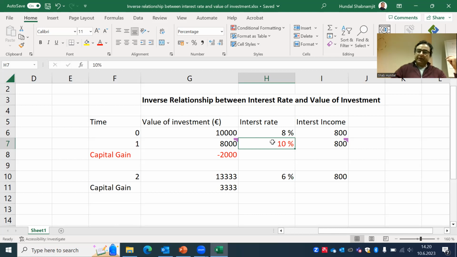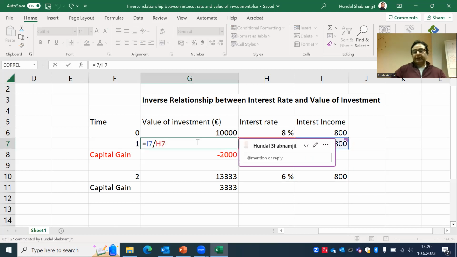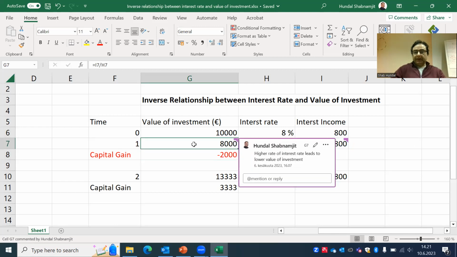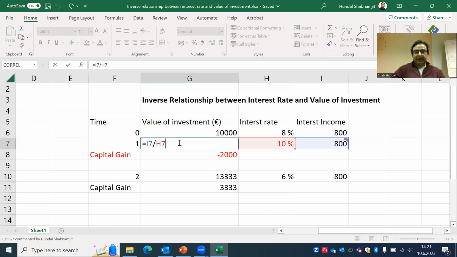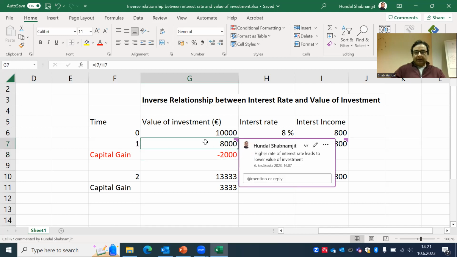Before this change, the investor was earning 800 euros as interest income for the year. Now the rate of interest is 10%. In other words, in order to earn 800 euros of interest income now, all you need to do is to invest 8,000 euros. And how do I get it? I simply multiply cell I7 and divide by H7. And I wrote a note here that a higher rate of interest leads to a lower value of investment.